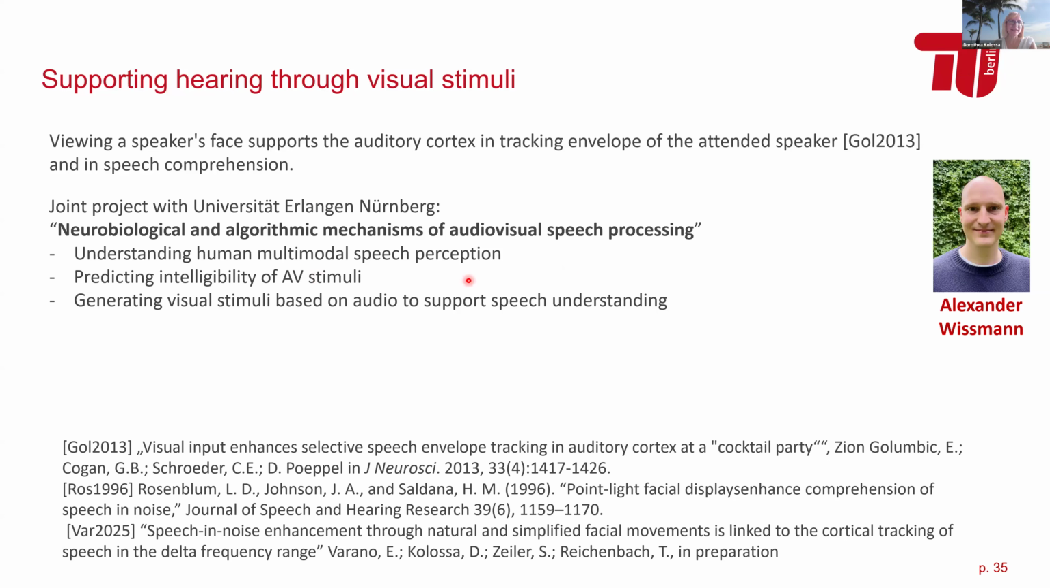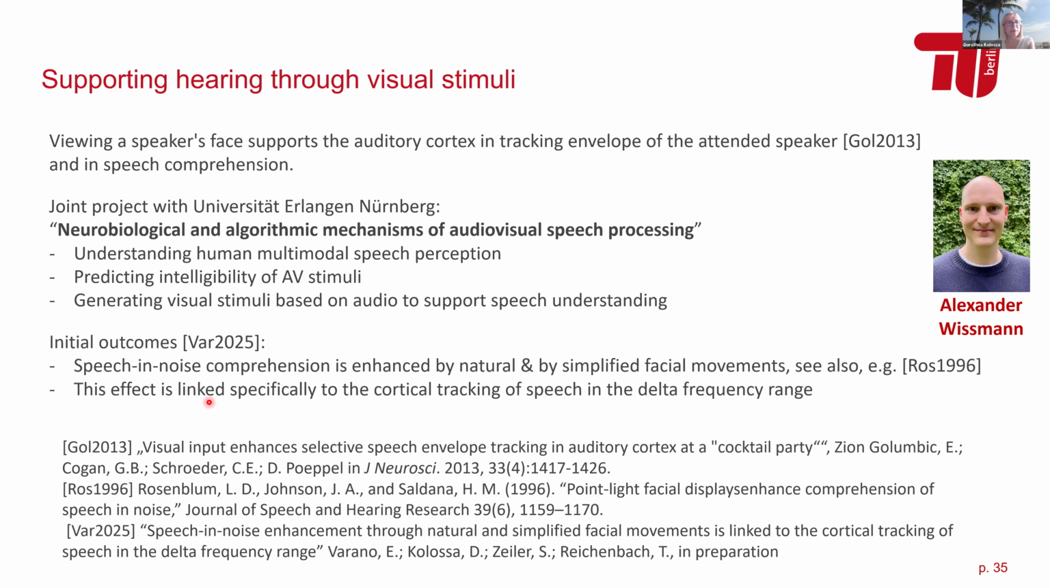And what we're interested in is understanding better how human multimodal speech perception works, how we can predict the intelligibility of AV stimuli, and how we can generate stimuli based on audio only to help hearing-impaired listeners understand speech better. And for that purpose, we're looking, first of all, at what characteristics the speech has to have in order to best support intelligibility. And so we've been looking at speech and noise comprehension and generating different level, different quality facial movements to test whether and to what extent they help understand speech. And we've seen there that both natural and simplified facial movements really help in speech intelligibility.